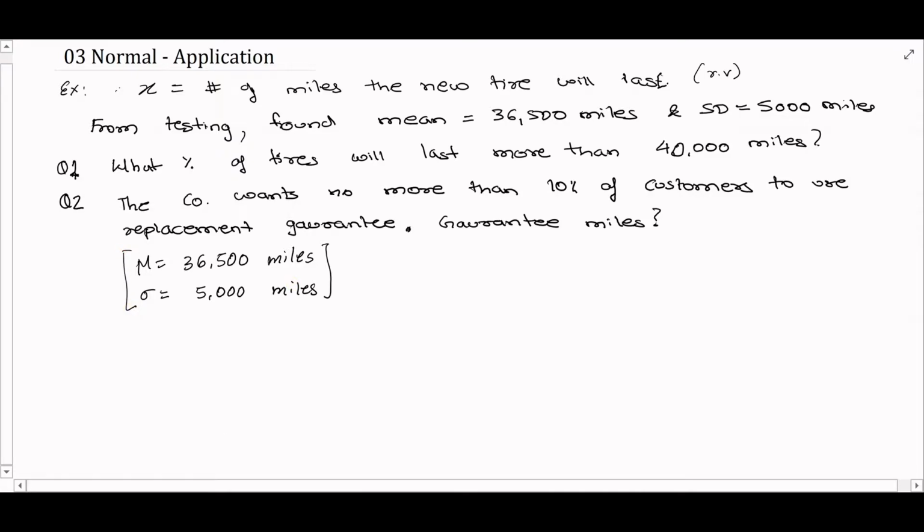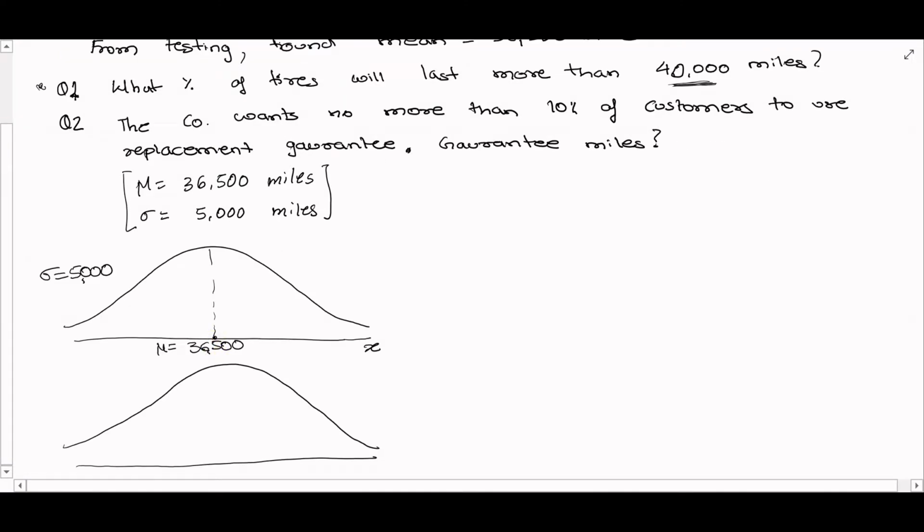And we are interested to find out two scenarios. The first scenario is what percentage of tires will last for more than 40,000 miles. Here's 36,500 miles, and 40,000 will be somewhere here. And we are interested to find more than. In questions, we want to take extra care in reading the exact words. So more than would mean that we are interested to find out this area to the right of 40,000, right? So that's what our question mark is. How much is that area?